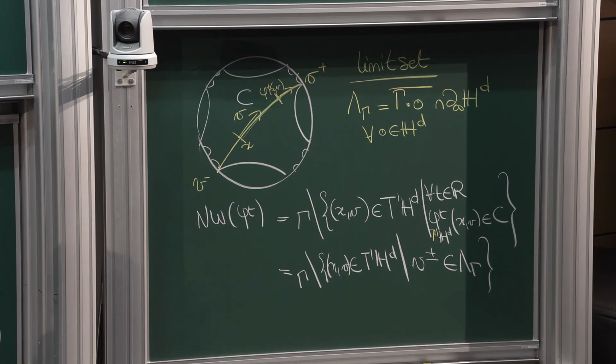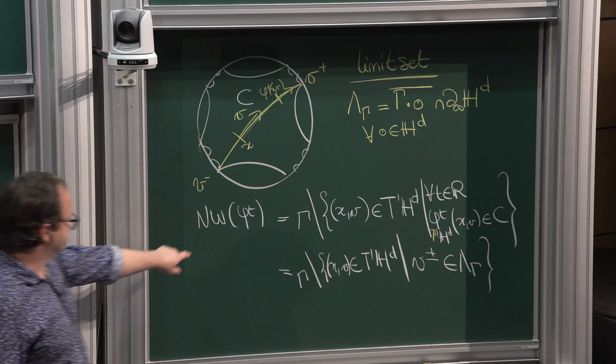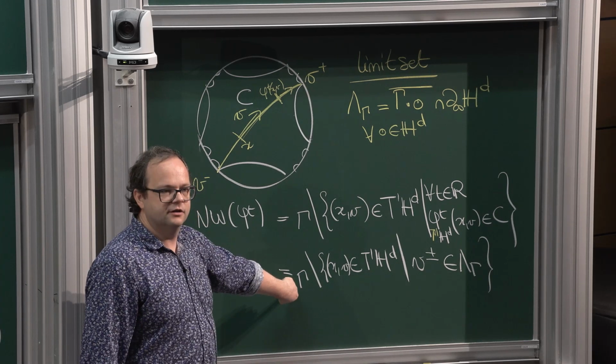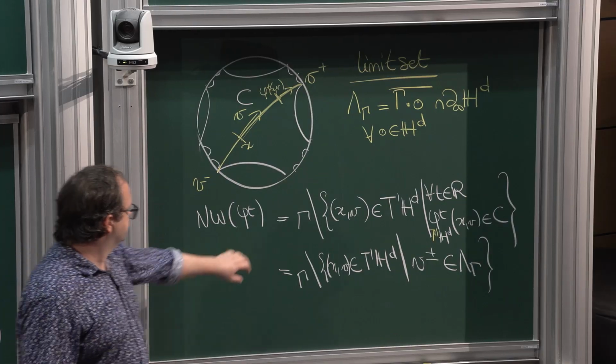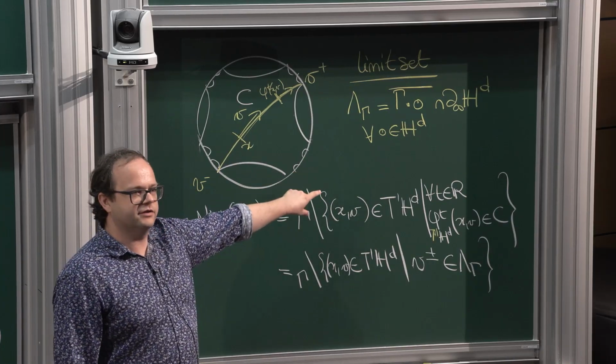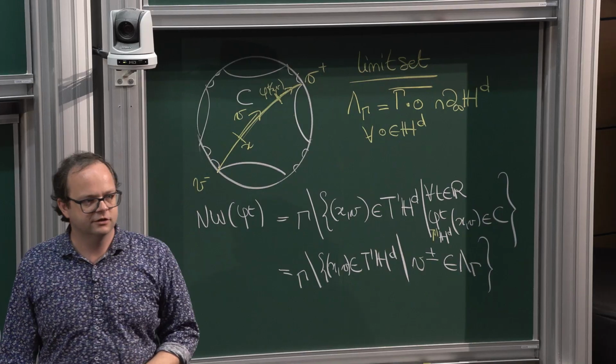A question related to Fanny's question. So, Fanny, you said, are these equalities true for any discrete subgroup? The second one here, the non-wandering set is this. Yeah. But the first one doesn't make sense if you don't have this convex set C, right? So, yeah.